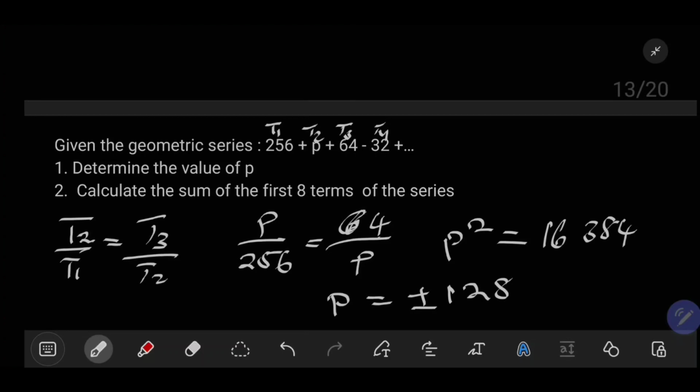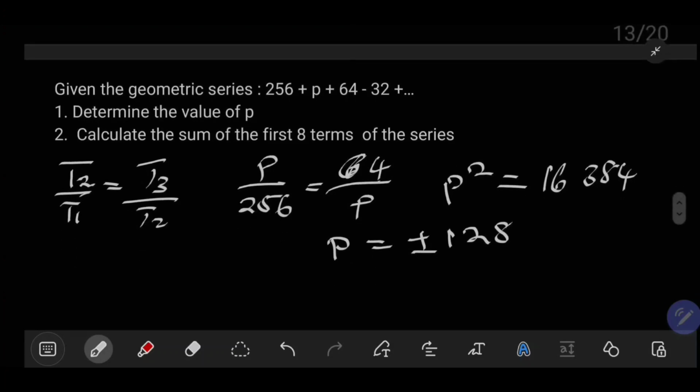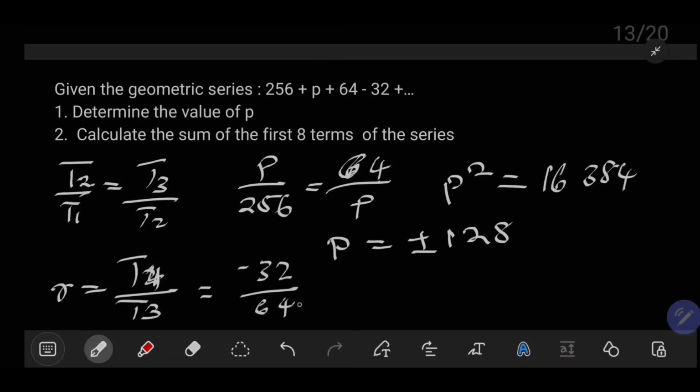To choose whether it's plus or minus, remember that this formula for confirmation is just to confirm the common ratio. We can use term number 4 and term number 3. So r is equal to term number 4 divided by term number 3. Our term number 4 is negative 32, and term number 3 is 64. So the ratio here gives us negative 1 over 2.